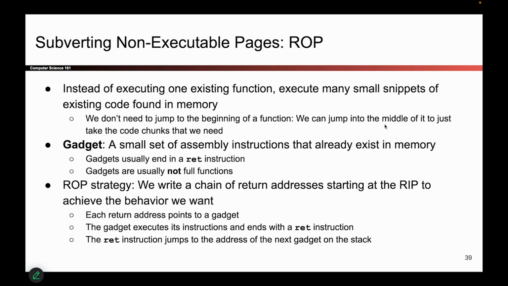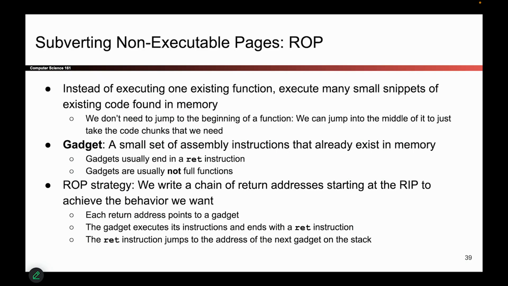Usually, the gadget is somewhere in the middle of a function. So it's not like you're going to the start of system and executing all of system. It's more like you're jumping to the middle of system and executing a tiny little bit of system that you want, and then going somewhere else. These are not full functions, just little pieces that I want. And something really useful about gadgets is that they usually end in a ret instruction. We'll see why ret instructions are really useful. The ret instruction is going to unlock the ability to jump between all these different gadgets.